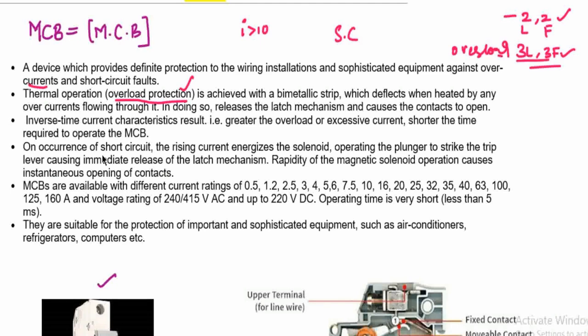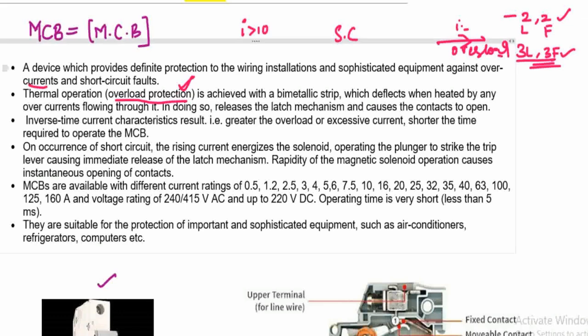So this overload will try to draw more current from the supply, that will increase the current flow through the MCB, which is more than the rating of MCB. So the MCB will trip the circuit whenever the current is more than its rated current. So overload protection is also available with bimetallic strips.